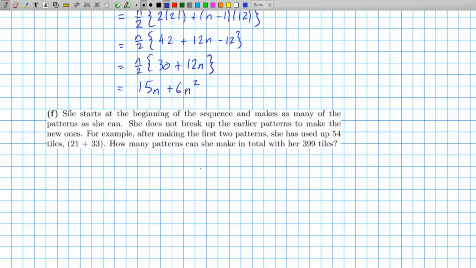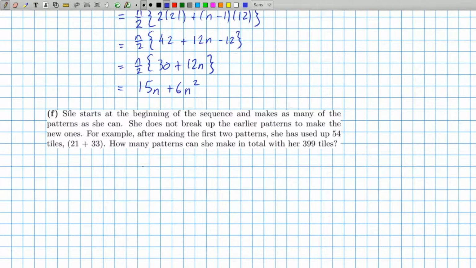Lastly, in part F, we're told that Sheila starts at the beginning of the sequence and makes as many of the patterns as she can. She doesn't break the earlier ones to make the new ones. So they give you the example. If she's made the first 2 patterns, she used up 21 tiles to make the first one. She used up 33 tiles to make the second one. So in total, she's used up 54 tiles. And we're asked how many patterns can she make in total with her 399 tiles.